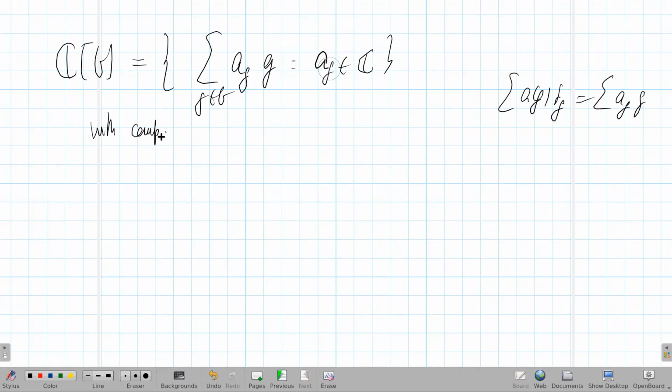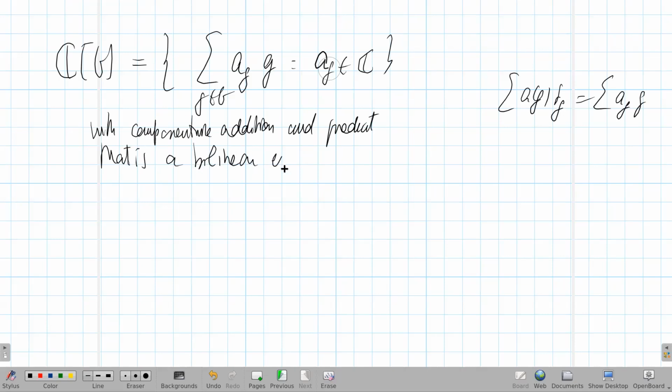And the product is a bilinear extension of that of G. What does it mean? Let's take a concrete example. For instance, suppose that G is my group of order 3, okay?